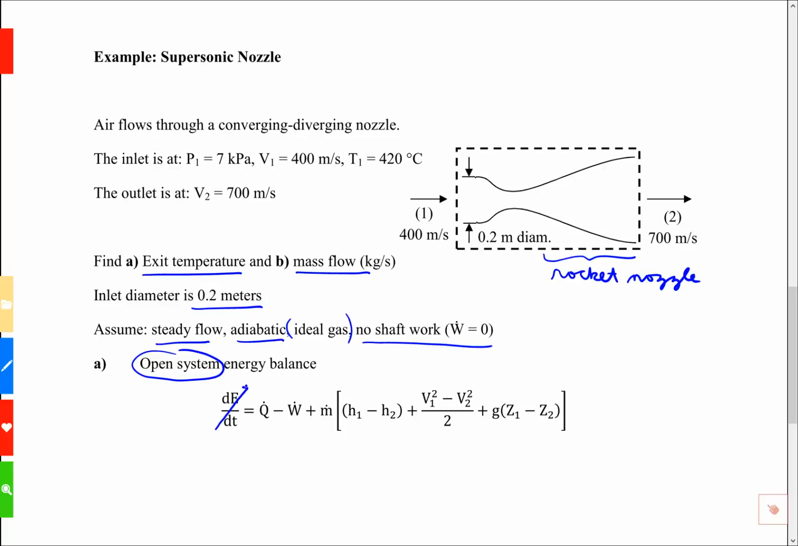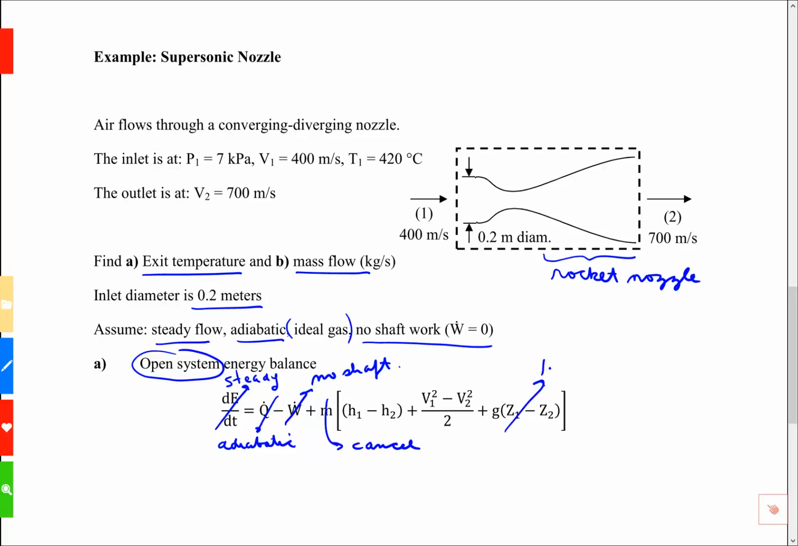If it's steady, then there's going to be no change in the energy in the system itself. If it's adiabatic, this term is 0. If there's no shaft, this term is missing. Now that those are gone, I can cancel the mass flow rate, and I have left enthalpy change, kinetic energy change, and potential energy change.